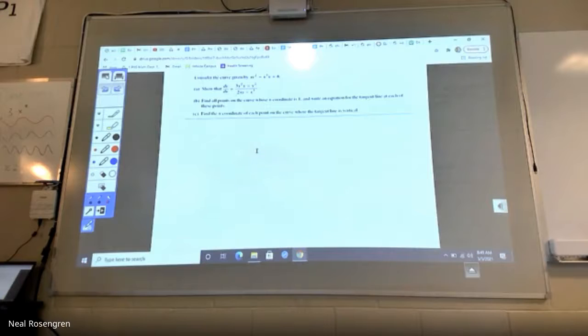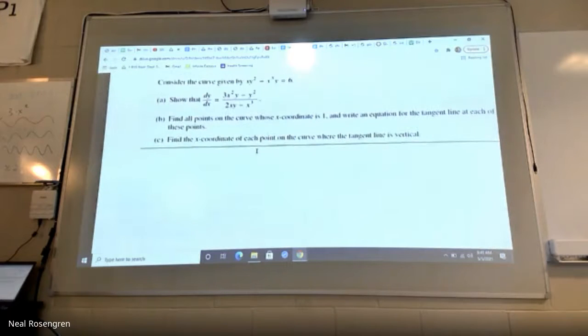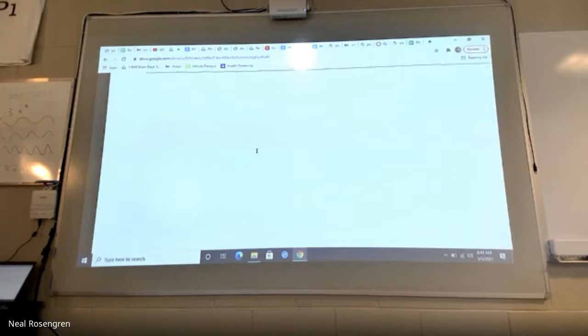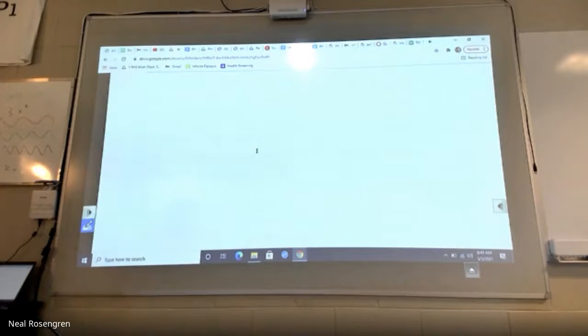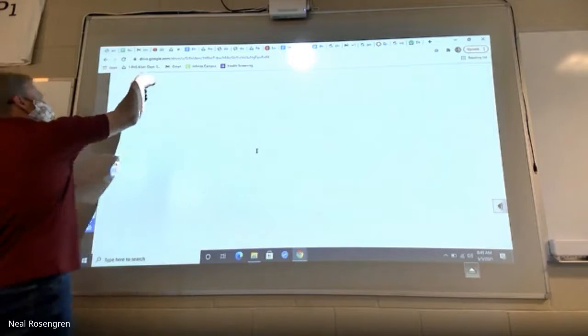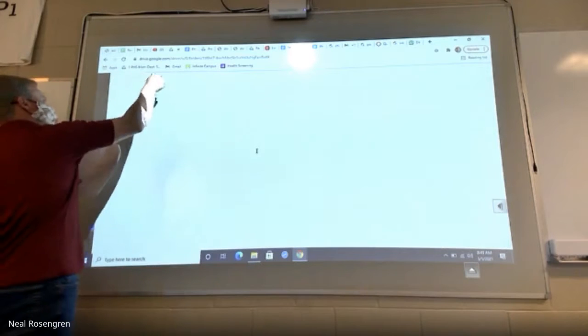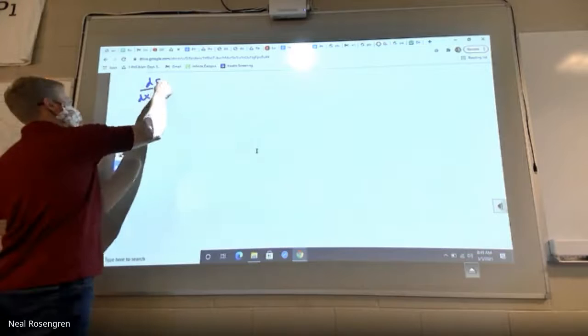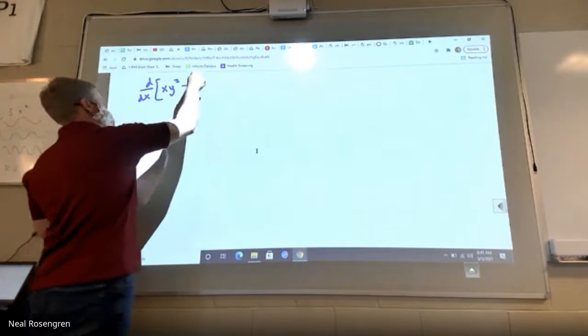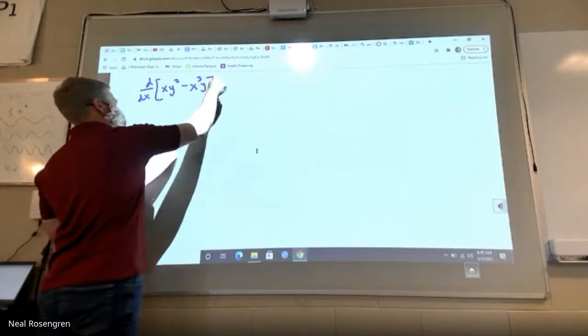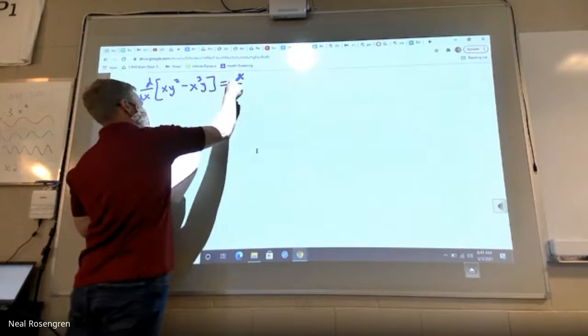There's your equation. We're just going to do part A. Show that that is your derivative. I'm going to use all of this space down here. See if you can do it, keeping an eye on where you need your dy dx's. So we've got d dx of the left side, xy squared minus x cubed y, and then d dx of the right.